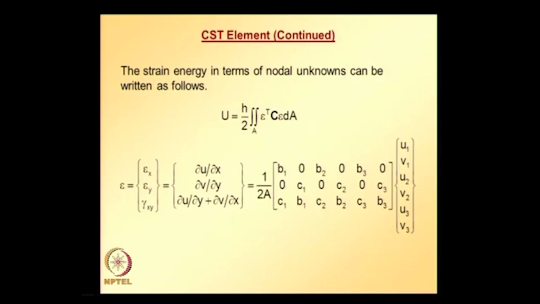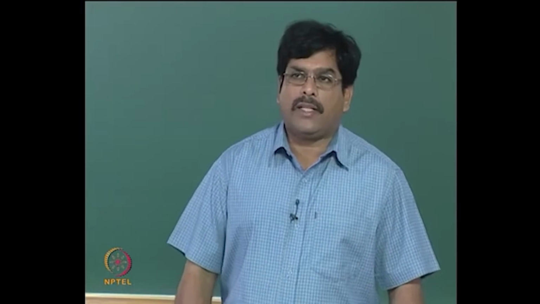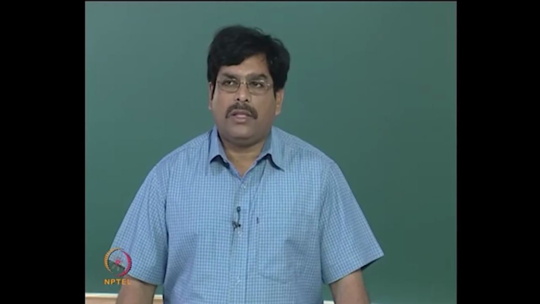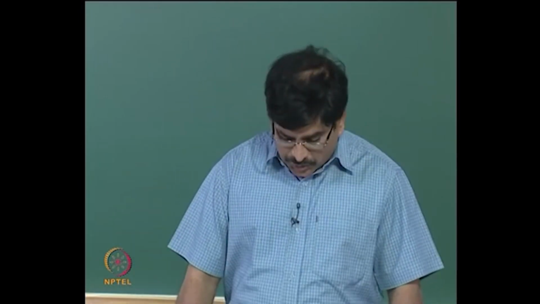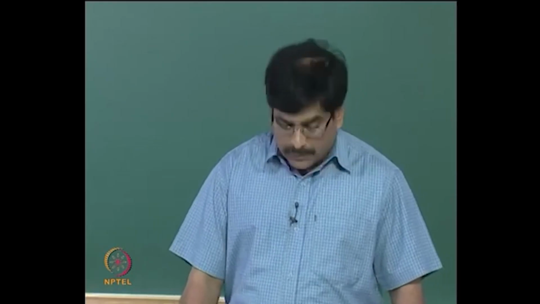strain is defined like this: it consists of derivatives of displacements with respect to x and y, and just now we have seen displacements u and v in terms of finite element shape functions and nodal parameters. So, we can take derivatives of those and write it in a matrix form. Then this is what we are going to get: strain in terms of finite element shape function derivatives and nodal parameters, which can be compactly written as epsilon is equal to B transpose d.